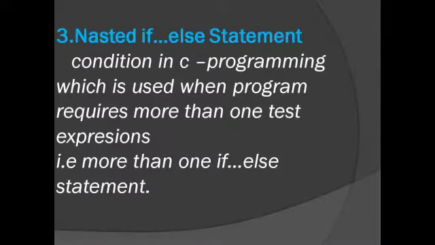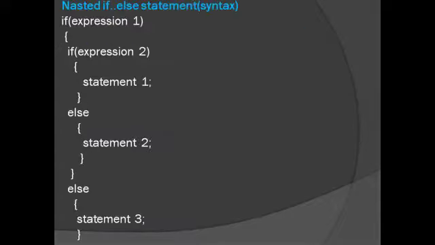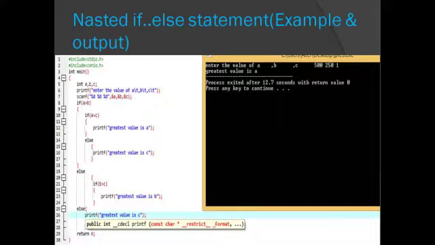What is a nested if-else statement? It is the condition in C programming which is used when the program requires more than one test expression. Means when the program requires more than one if-else statement. Nested if-else statement syntax: if (expression 1) { if (expression 2) { statement 1 } else { statement 2 } } else { statement 3 }. Look at the example.